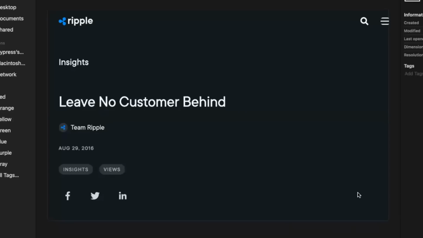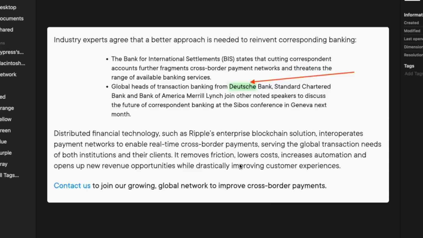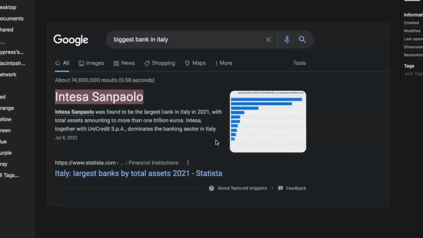It says, leave no customer behind. And again, on Ripple's website, if you go there, it says Ripple, leave no customer behind. And if you scroll down, it mentions Deutsche Bank. What's next? Biggest bank in Italy, Intesa Sanpaolo.